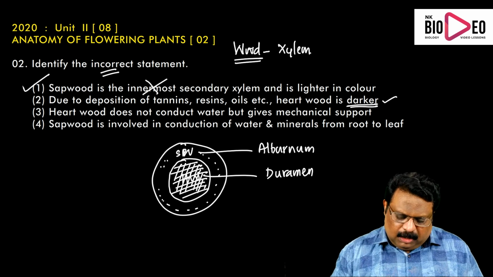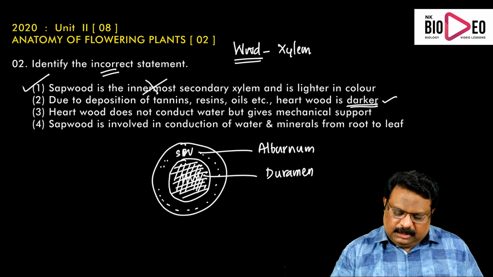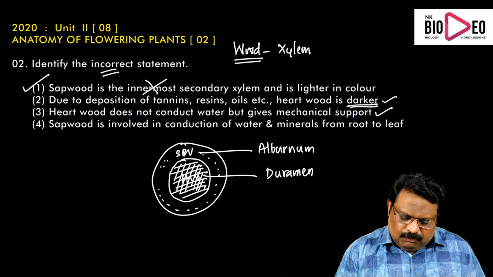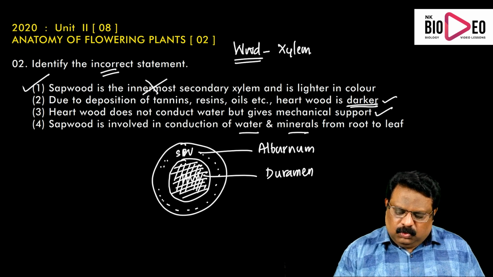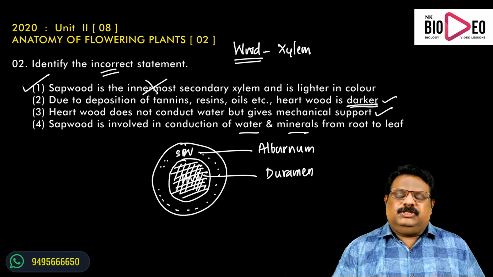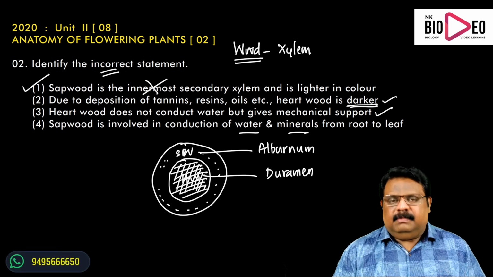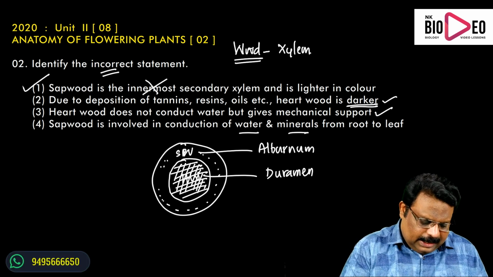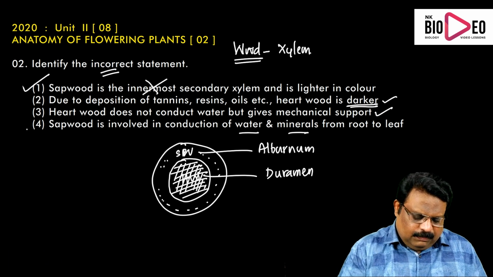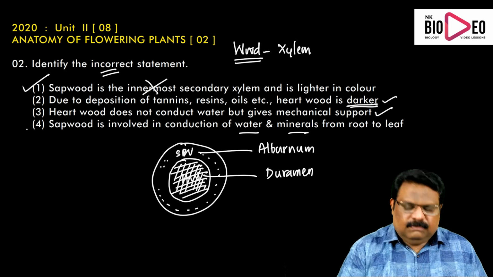It does not conduct water but gives mechanical support. That is also a right statement. Sapwood is involved in conduction of water and minerals from root to leaf. Sapwood is a live tissue, light tissue, peripheral tissue and conducting water and minerals. So that is the right statement. So here second is right, third is right and fourth is right. The only wrong choice is first one.